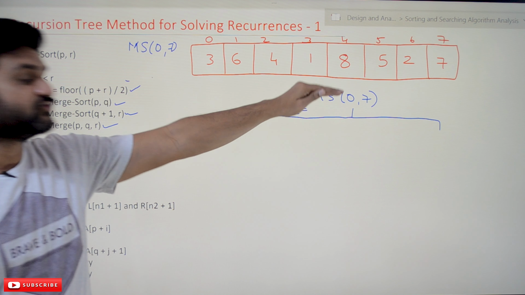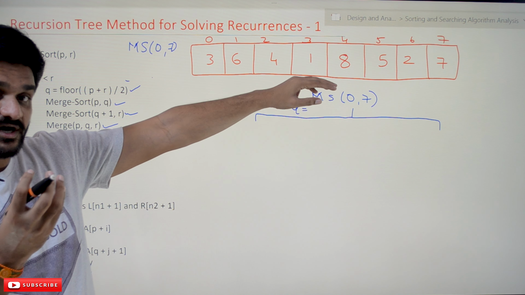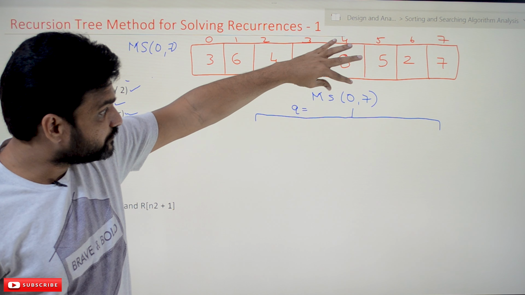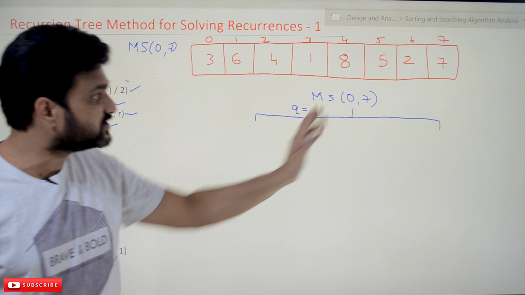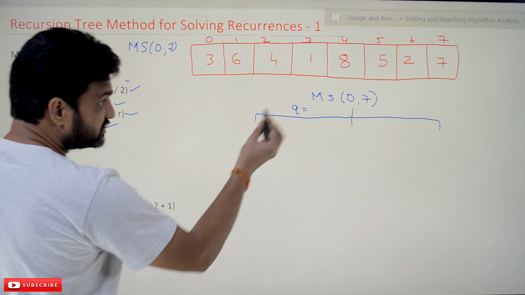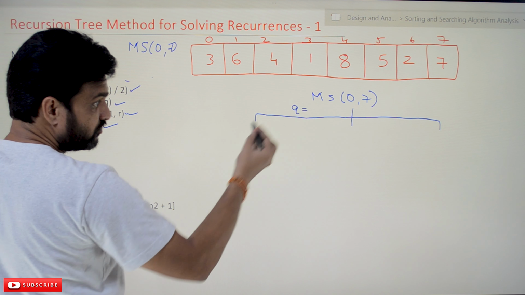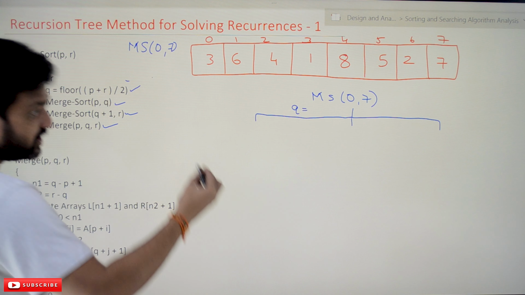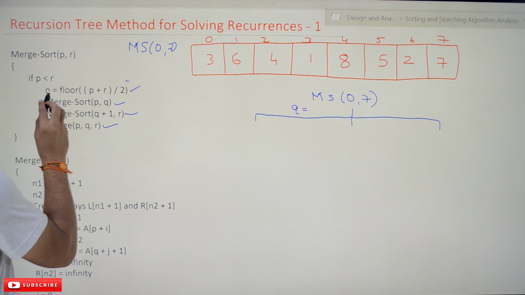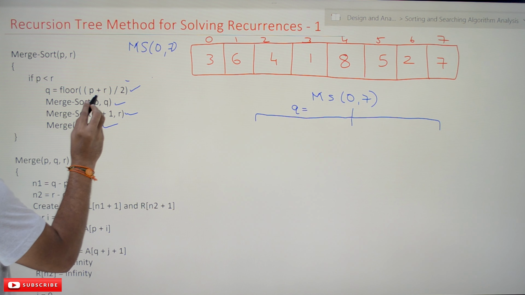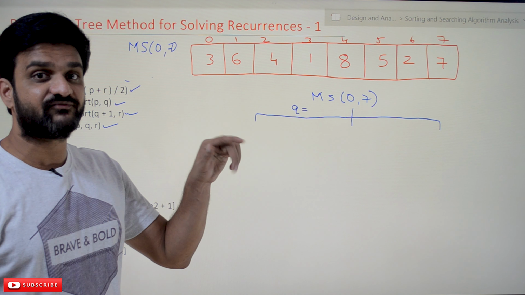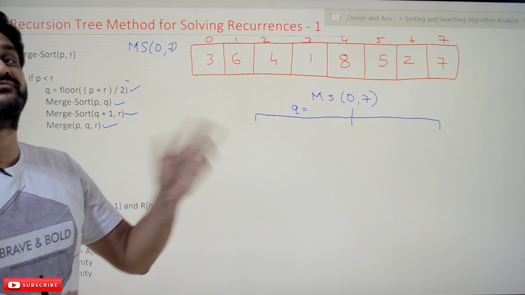Whenever we are willing to draw the recursive tree, first we have to mention all the recursive functions that this function call is making. We have to show all those recursive function calls. Before that, we have to find the value of q. What is the value of q? It is 0 plus 7 by 2, which is 3.5, and the floor value has to be taken, which is 3.